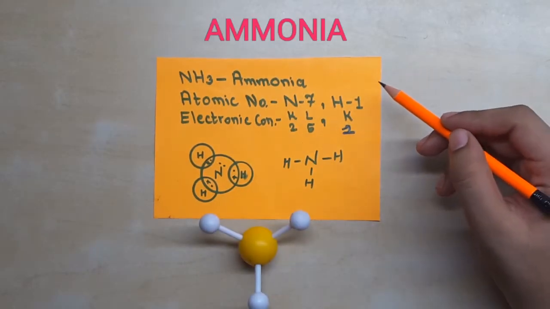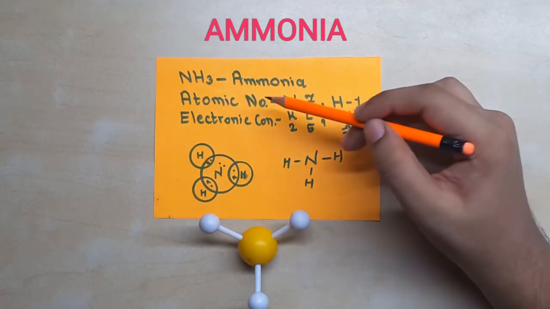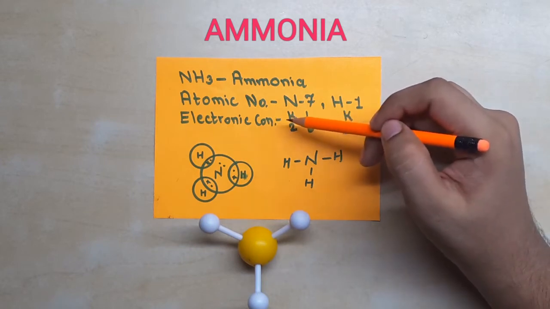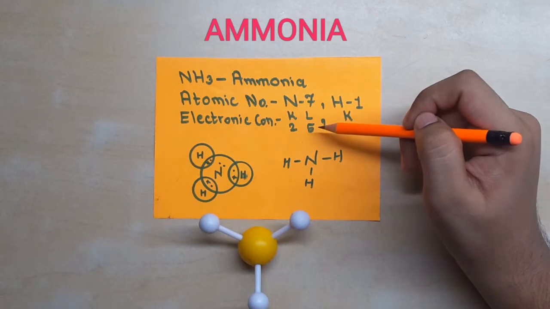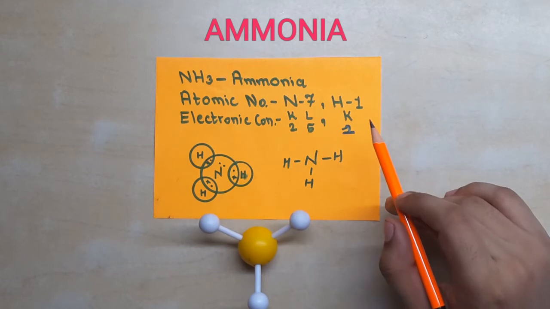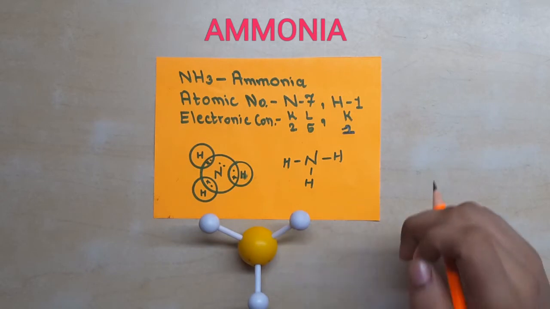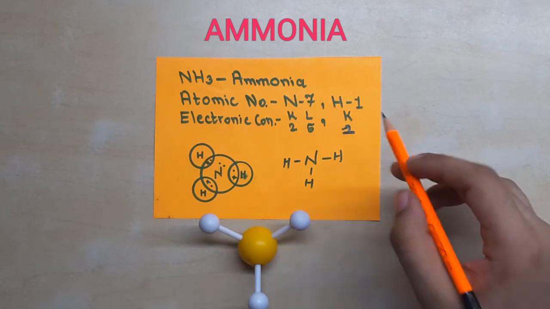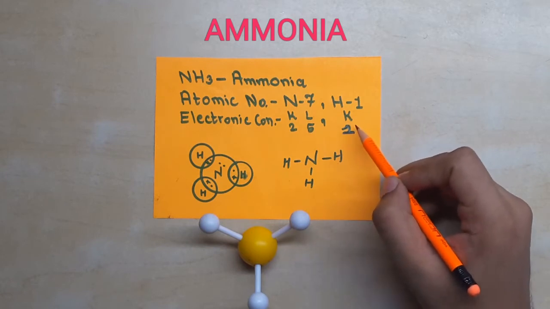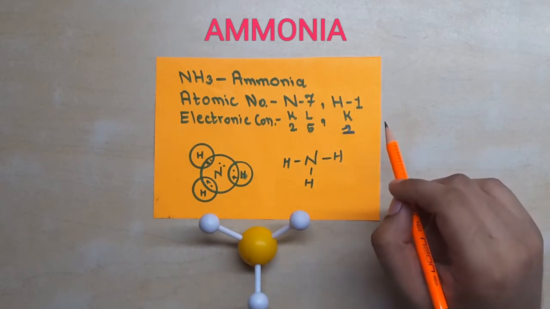Now let us see bond formation in ammonia, NH3. Atomic number of nitrogen is 7 and its electronic configuration is 2 electrons in K shell and 5 electrons in L shell. So, how many more electrons are required to gain the nearest noble gas configuration? Right, that is 3 more electrons. And the atomic number of hydrogen is 1 and the number of electrons present in K shell is 1. So it requires 1 more electron to complete its duplet.